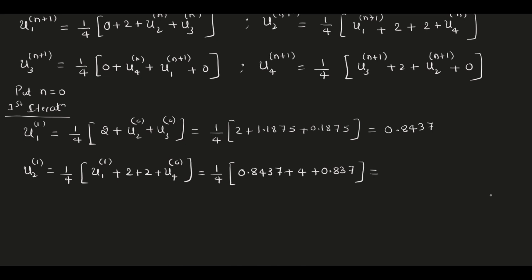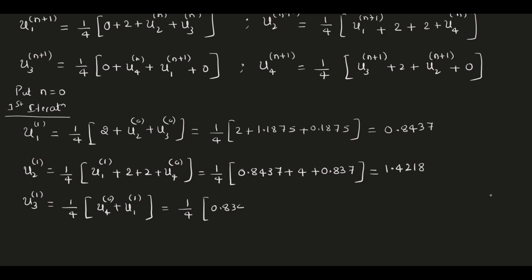So add and divide. What happens? 1.4218. Now write u3. u3 of n plus 1. n is 0. So u3 of 1 is 1 by 4. You missed the 0. u4 of n is 0 plus u1 of n plus 1, that is u1 of 1. So 1 by 4. What is u4 of 0? It is the initial value we already have.